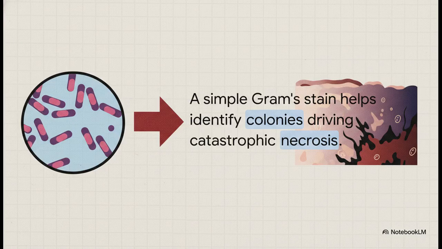Oh, and whatever you do, do not forget the Clostridial group. These notorious anaerobes drive devastating stuff like botulism, tetanus, and necrotizing enterocolitis. Clinically speaking, if a patient comes in with rapidly spreading tissue necrosis, a basic general Gram stain can actually help you identify the colonies causing catastrophic tissue destruction, like gas gangrene.